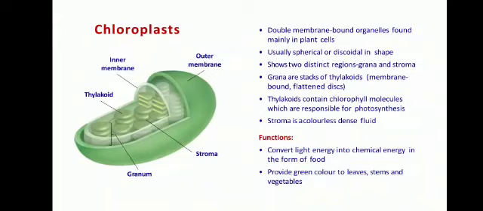The main functions of the chloroplast: first, it converts the light energy into chemical energy to form food molecules in the plant cell. It provides the green color to the leaves, stems as well as vegetables.